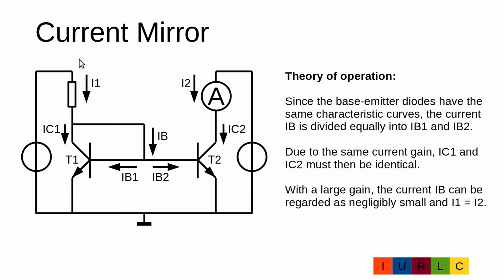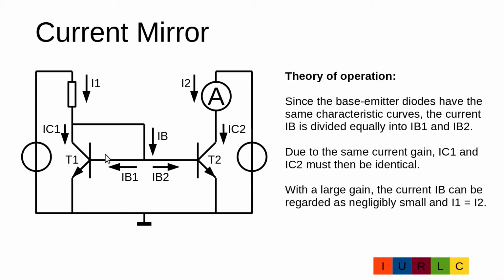Theory of operation. The current I1 flows mainly as the current IC1 through the transistor T1, and a small part of it flows as the current IB to the base of transistor T1 and T2. Due to the fact that the base emitter diode of transistor T1 and the base emitter diode of transistor T2 should have per definition the same characteristic, the current IB is equally distributed to the currents IB1 and IB2.